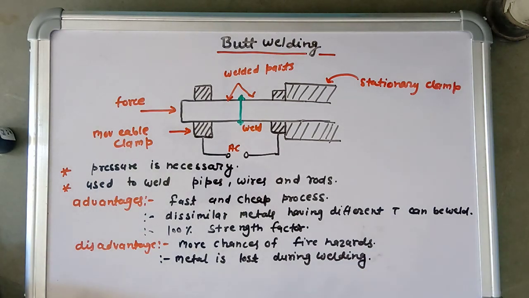So friends, we have discussed all the types of resistance welding, and we have now understood what butt welding, seam welding, spot welding and projection welding are.